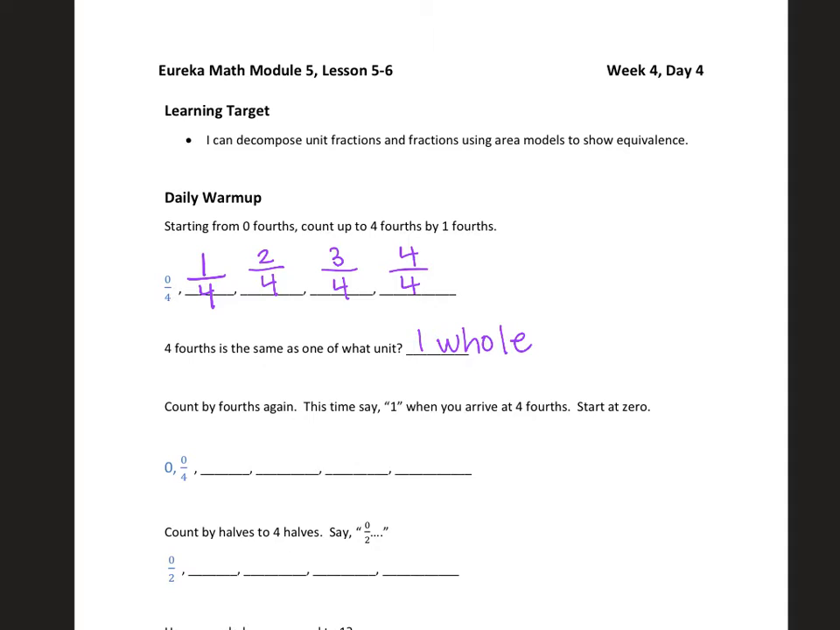Okay, so now it says count by 1/4 again. This time say 1 when you arrive at 4/4. Start at 0. So we have 0, 0/4, 1/4, 2/4, 3/4, and then 1 whole.